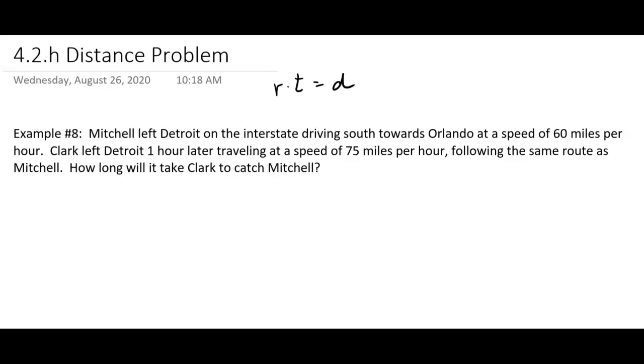Okay, so Mitchell left Detroit on the interstate driving south towards Orlando at a speed of 60 miles per hour. So here's Detroit. I'm from Michigan. Well, I shouldn't have said that after drawing that lousy map. But there's Detroit, approximately, and he's going down to Florida. Okay, I don't know how to draw the United States. And Florida, it's down there. Anyway, Mitchell leaves, and he's traveling at 60 miles an hour.